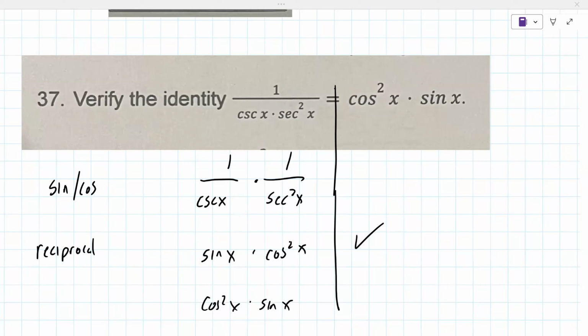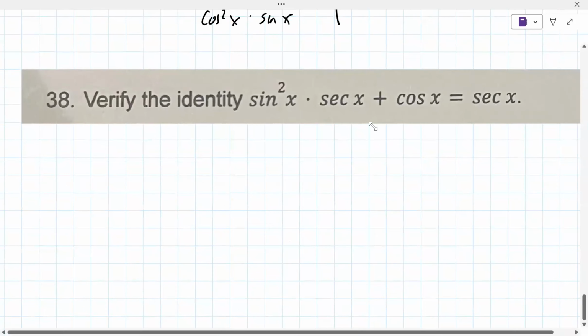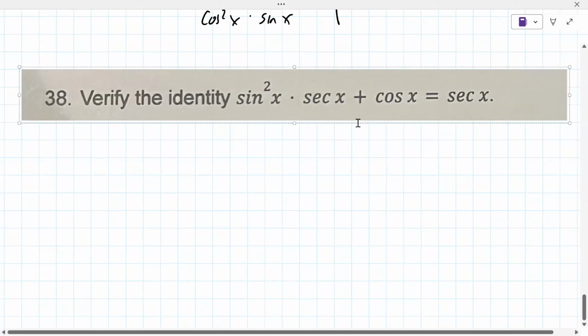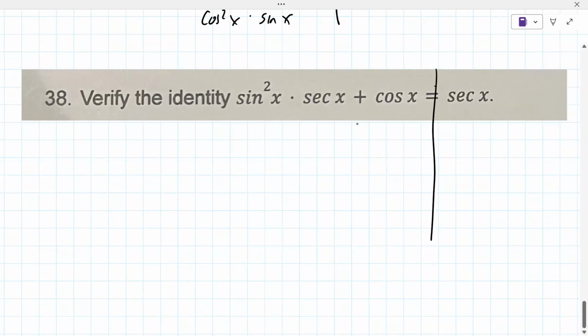So the next one is a little bit more involved. Which side looks more complicated to you? Let me get it snipped in here. Does the left side or the right side look more complicated to you? Left. Yeah, so we're gonna work on that. There's a bunch of ways to proceed here. Like I said, one way is to turn everything into a sine and a cosine. So secant's really 1 over cosine x, but that doesn't really do anything with the sine squared. However, whenever you see a squared, you want to think Pythagorean identity.